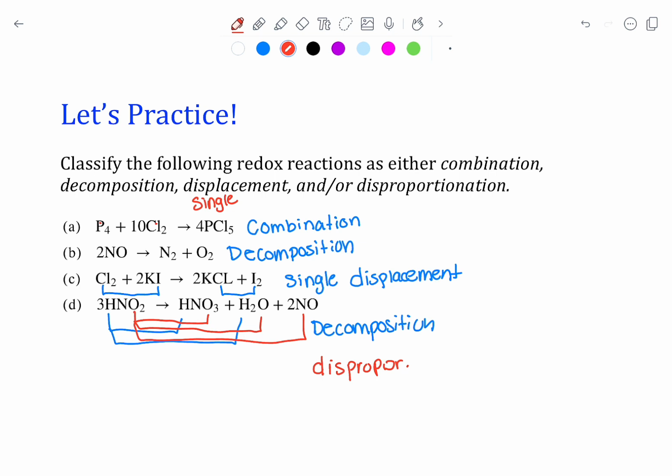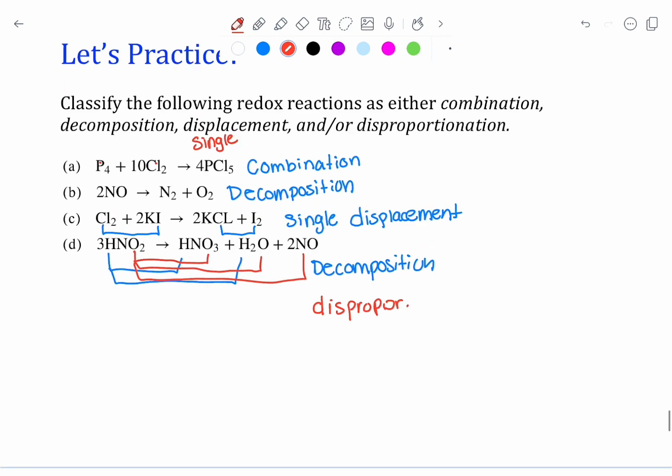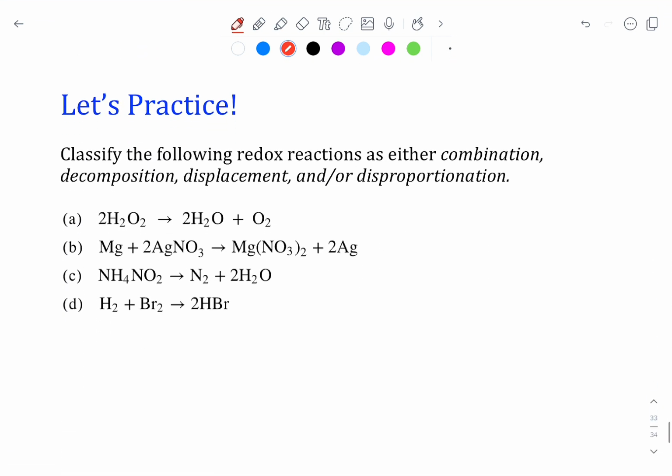My terrible spelling skills. So we have both a decomposition reaction, because the definition of decomposition is going from one reactant into two or more products, which we did here. And then we have disproportionation because the hydrogen is being split up into 2 products and the oxygen is being split up into 3 products. For our last 4 examples, try these 4 independently, identifying them as either combination, decomposition, single displacement, or disproportionation. Keep in mind they can be multiple.